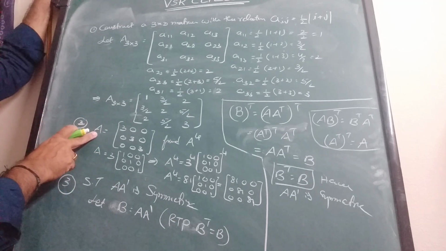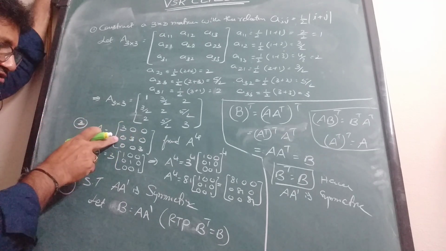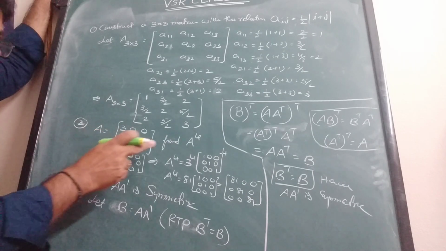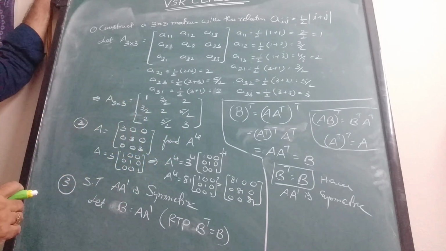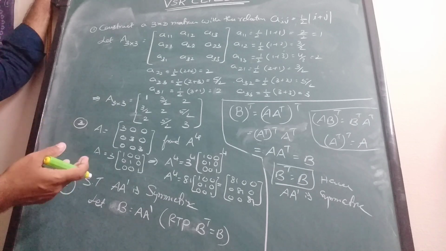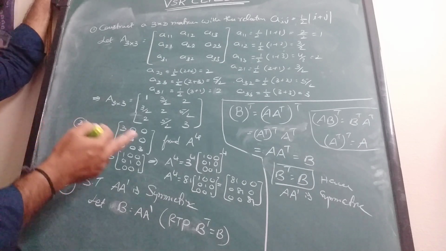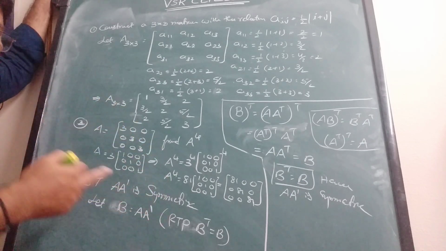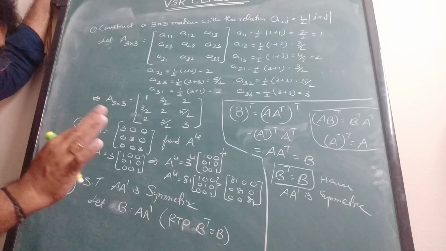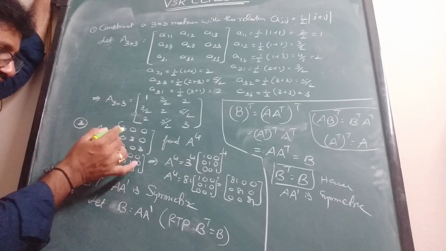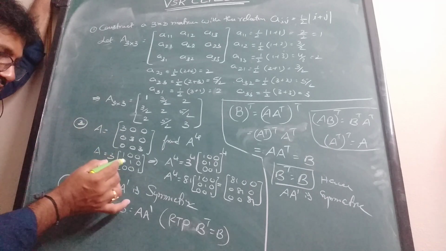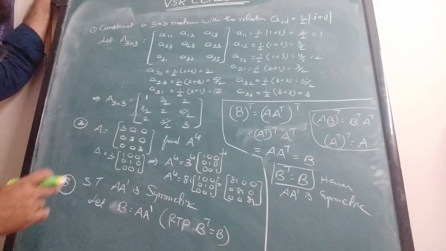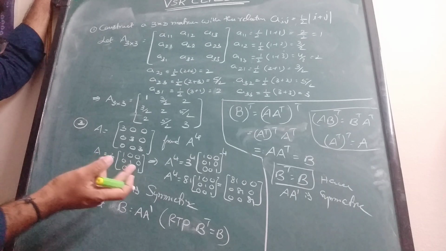A is equal to 3, 0, 0, 0, 3, 0, 0, 0, 3. Find A power 4. Okay, don't multiply, A power 4 means 4 times. First of all, we will find A square. After that, A square into A square becomes A power 4. No need of finding, because if I take 3 common from that, it becomes an identity matrix. Whenever identity is given, very easily we can calculate it.